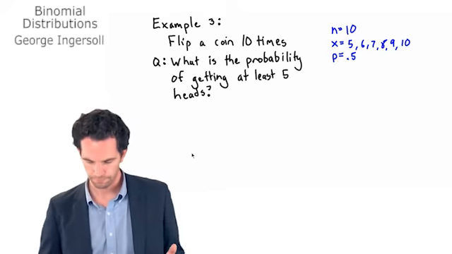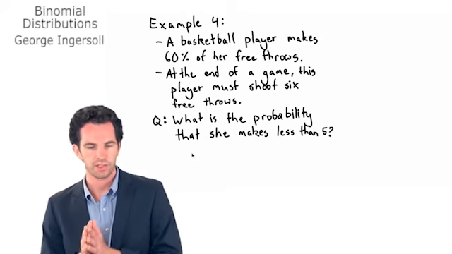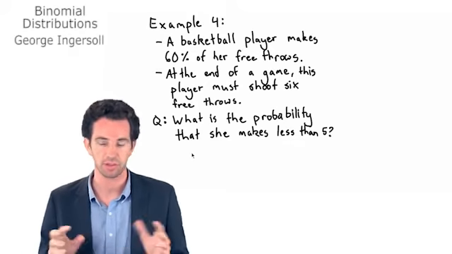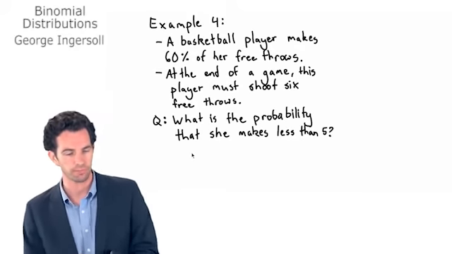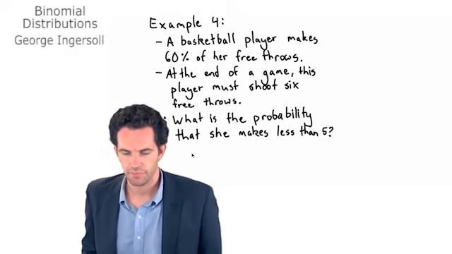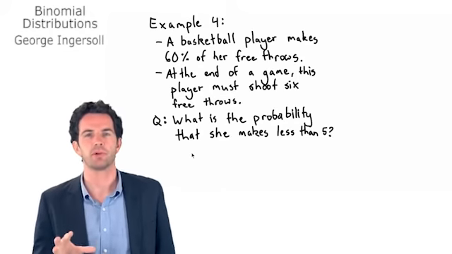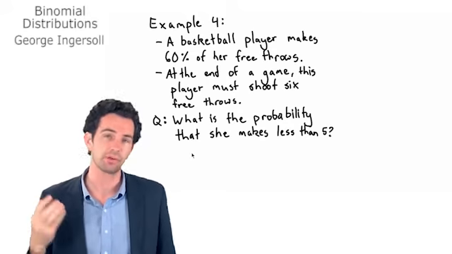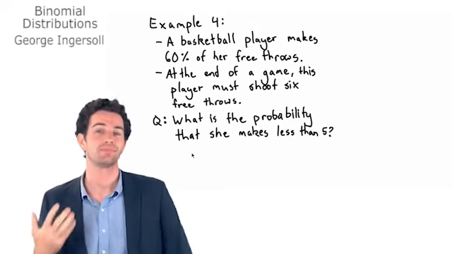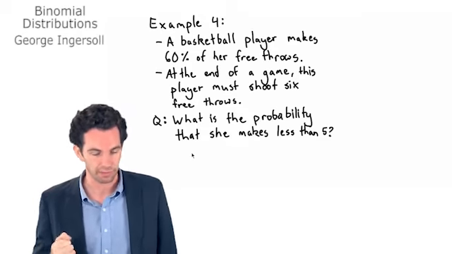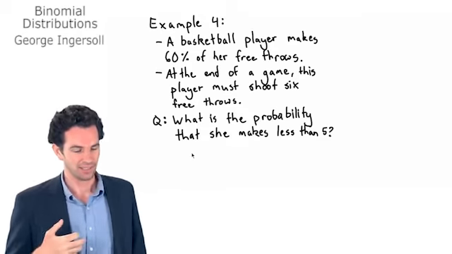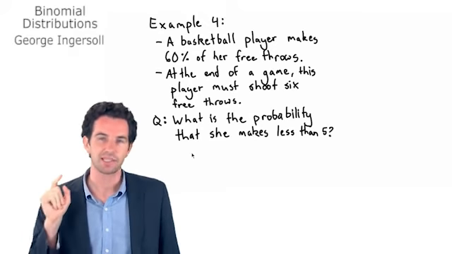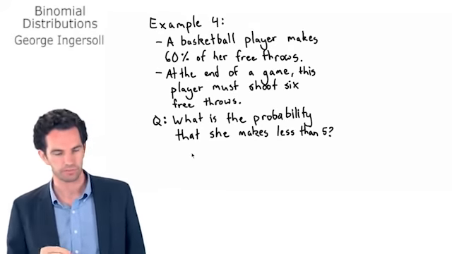All right, let's do one more. In this example, we have a basketball player, and she makes 60% of her free throws, so she's not a tremendously good free throw shooter. At the end of the game, this player must shoot 6 free throws. We'll assume the other team is down, and they are going to start fouling this player. They're going to put her on the line, and they're hoping she doesn't make too many of her free throws so they can catch up. It's the hack-a-shack technique. So what's the probability, we're thinking about the other team now, what's the probability that she makes less than 5 of her free throws?